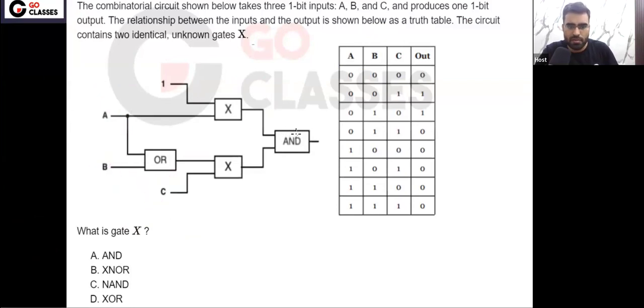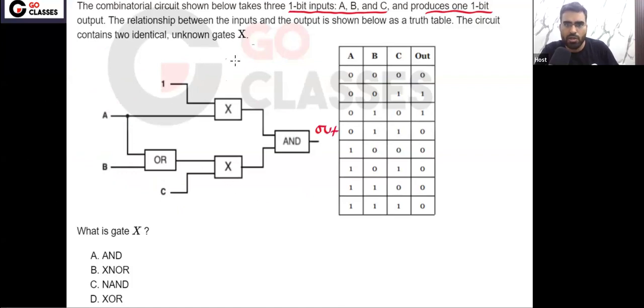Remember, the question is saying that you have a circuit. This is our circuit, and in this circuit, there are 1-bit inputs A, B, C. Means A is 0 or 1, B 0 or 1, C 0 or 1. So these are 1-bit inputs, and the output is also a 1-bit output.